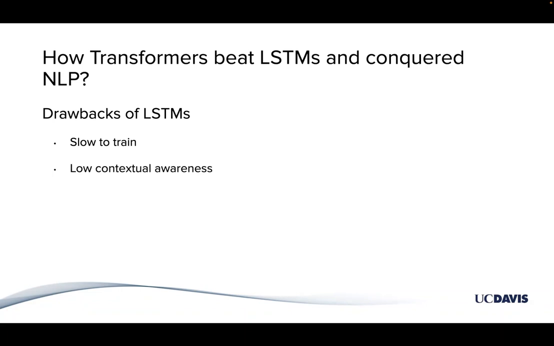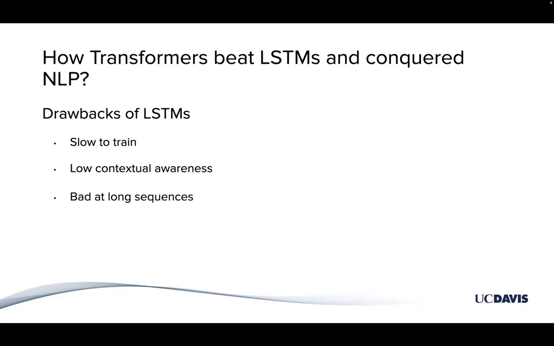And the second weakness is low contextual awareness. Normal LSTMs process the words in one direction, maybe left to right. And this limits the contextual awareness of the network. Even the bidirectional LSTMs, which learn the context in both forward and backward direction and concatenate them, a better approach would be to look at both sides together at the same time.